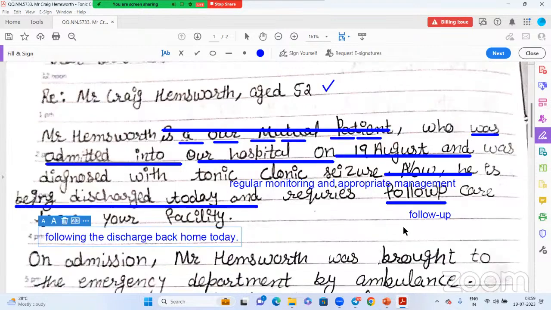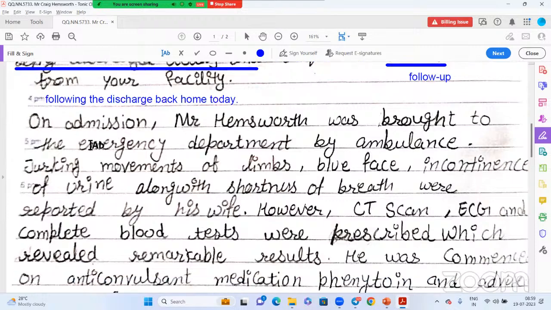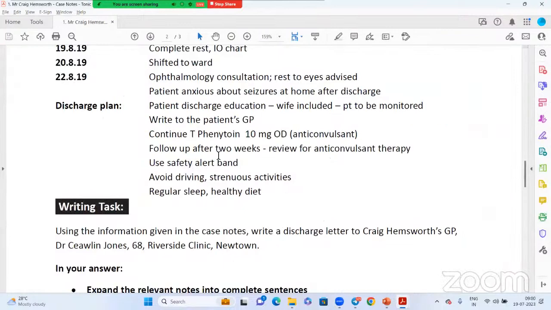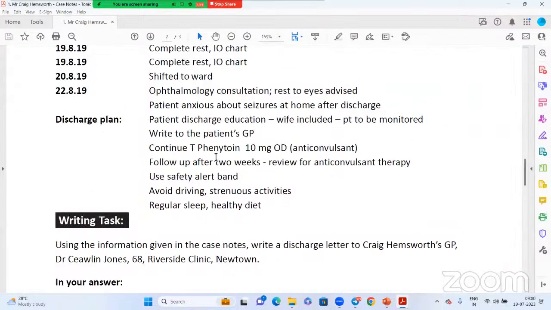Okay, fine. So on admission, Mr. Hemsworth was brought to the emergency department by ambulance. On admission. Okay. So either write on admission or write brought in by ambulance. Anyone you write. So no need of this one here. It's brought in to the emergency by ambulance. Brought in by ambulance. So that's a good sentence, but this is not needed then. Brought in means admission here. So automatic admission or emergency admission. So let us see.